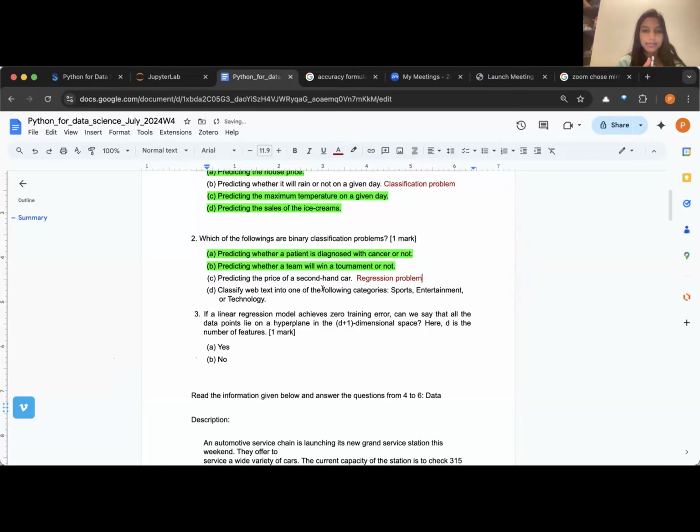Then, classify web text into one of the following categories: sports, entertainment, or technology. This is a classification problem, but it's not a binary classification problem. It's multiple-class classification, but not binary, since it has multiple outcomes. Multiple as in more than two.